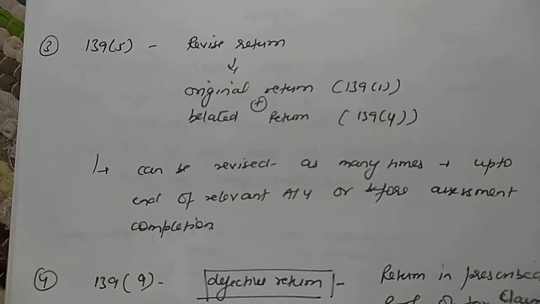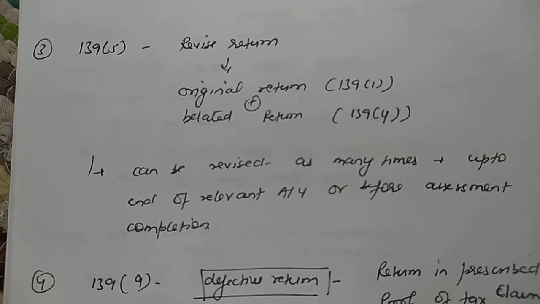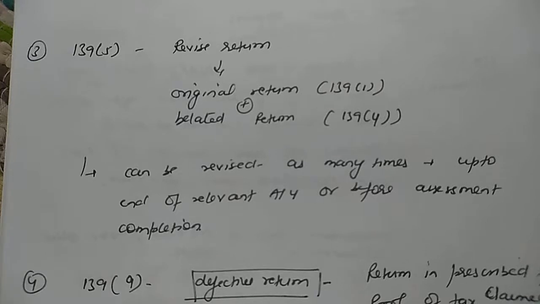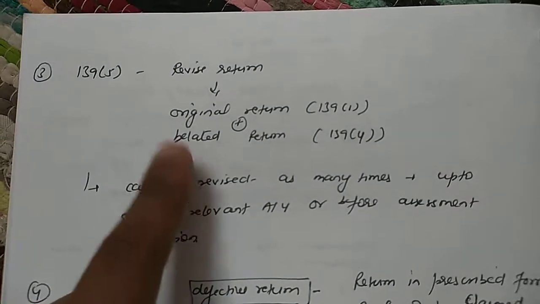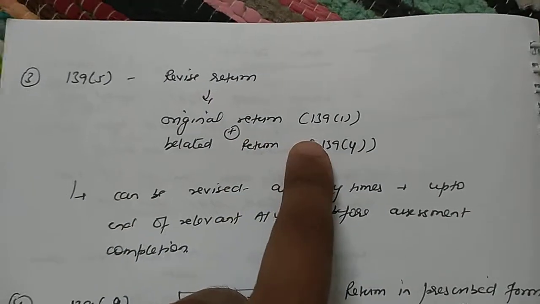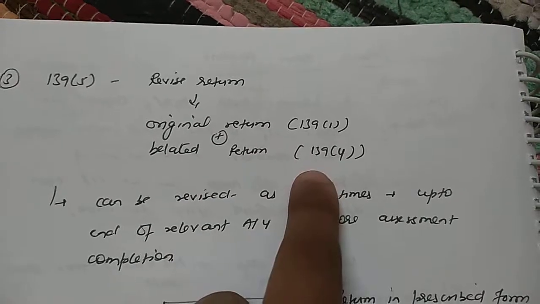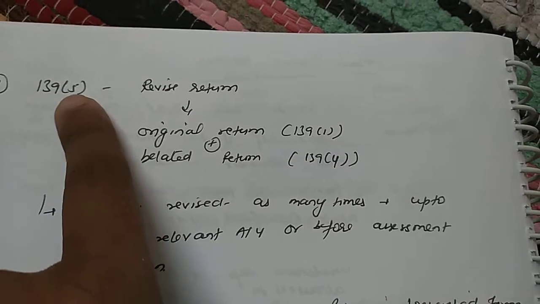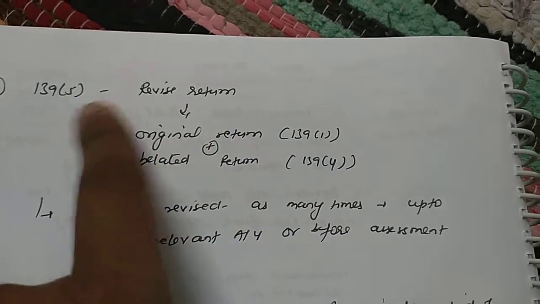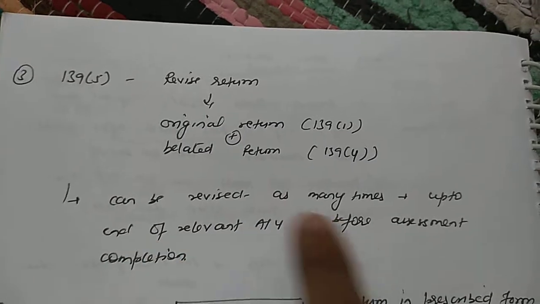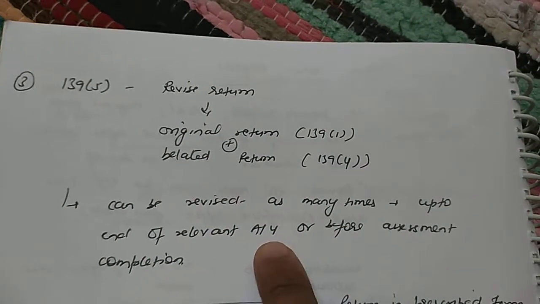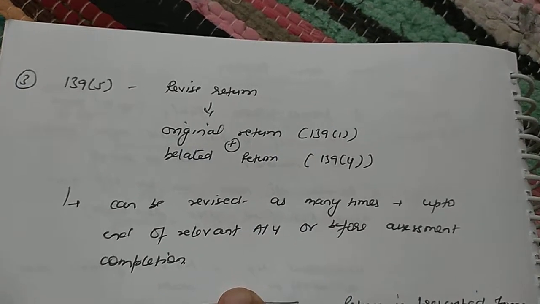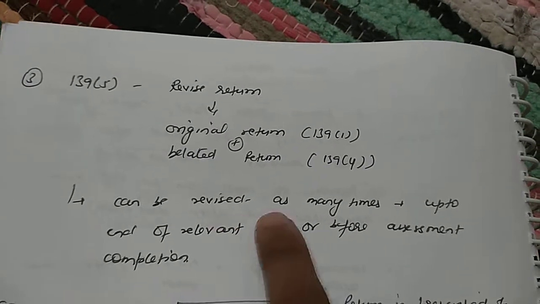Now let's move forward and talk about section 139.5, which talks about the revised return. First we need to see which return can be revised. The original return under section 139.1 plus the belated return under section 139.4 can be revised under section 139.5. And what is the time period within which we can revise the return? It is up to the end of the relevant assessment year or before the completion of assessment. Till then we can revise the return as many times as we can.